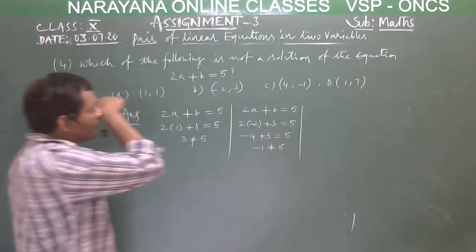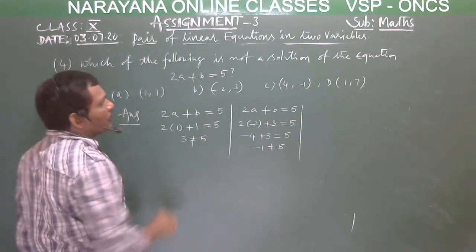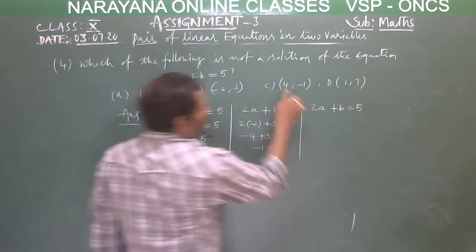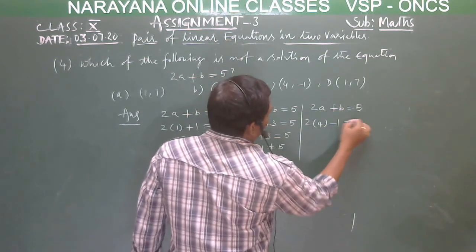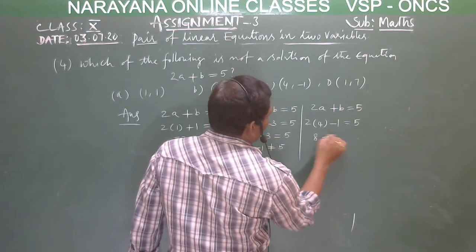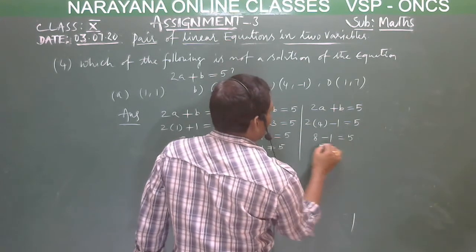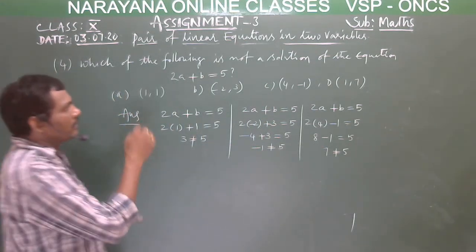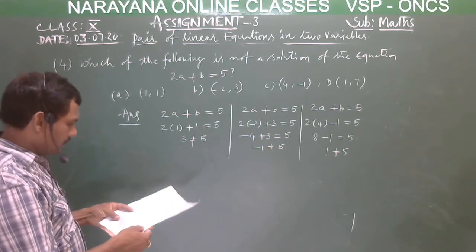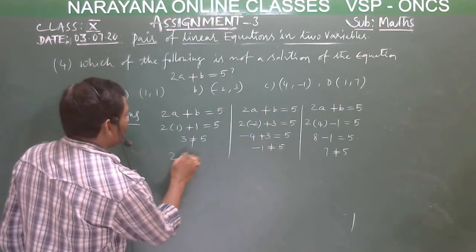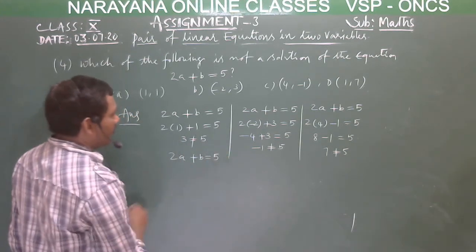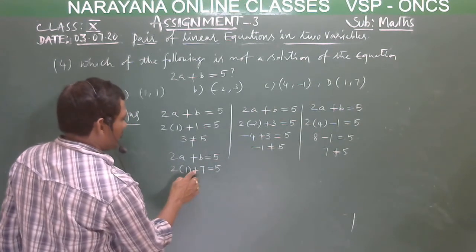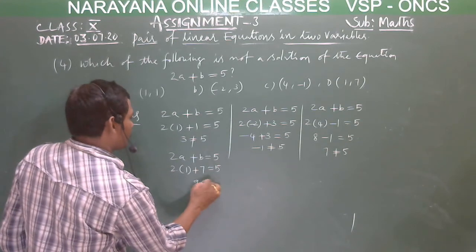Next 4 comma minus 1, 2a plus b equal to 5. Here 2 into 4 minus 1 equal to 5. 2 4s are 8, minus 1 equal to 5. Here 7 not equal to 5. Last one 1 comma 7, 2a plus b equal to 5. 2 into 1 plus 7 equal to 5. 2 1s are 2 plus 7, it's 9, not equal to 5.